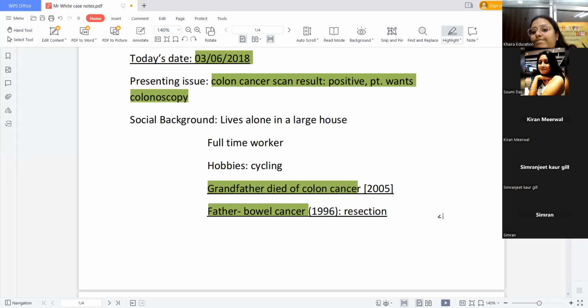Okay, ma'am. Thank you, ma'am. You're welcome. Also, the other reason is that this condition is very much related to the patient's present condition, that is the possibility of having colon cancer. Hence, it does become relevant.